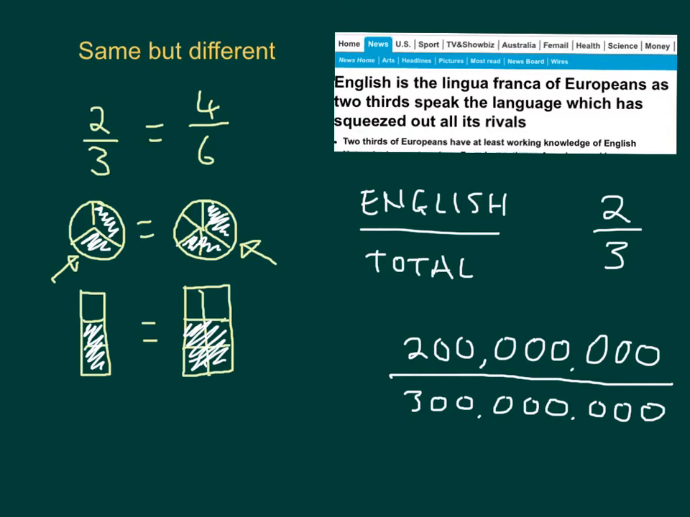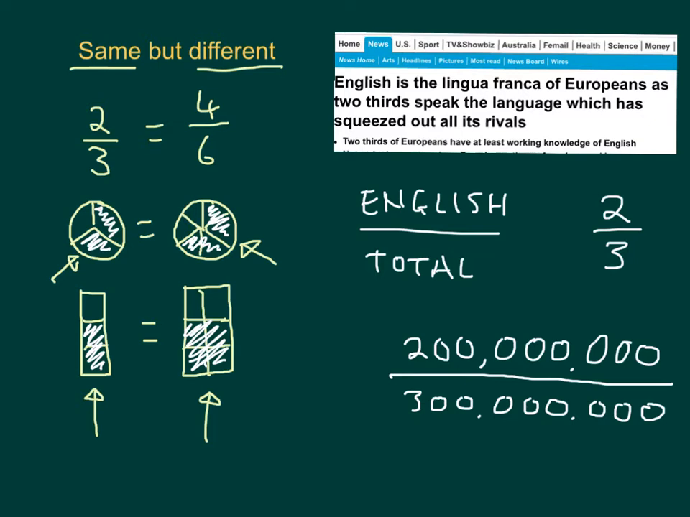Now obviously it looks different, it's 4 out of 6, so in that way it's different. But it's also the same in that it's the same space. Have a look at the bottom example. Here, for every 2 that are shaded out of 3, that's the same as shading 4 out of 6, because again here, for every 3, 2 are shaded. It's just we've got twice the number, but the fraction remains the same.